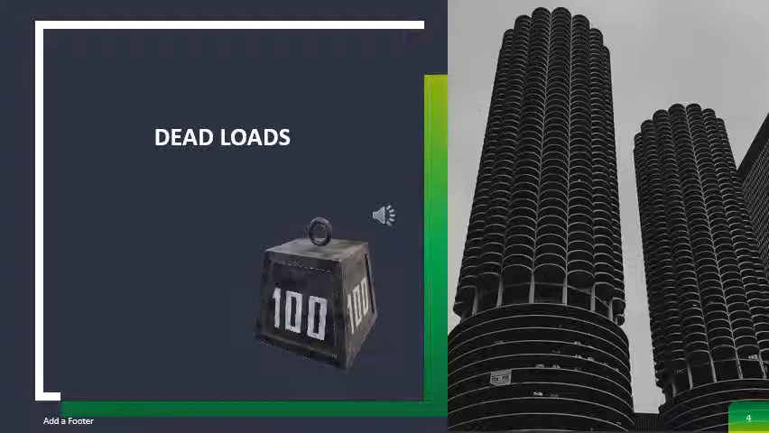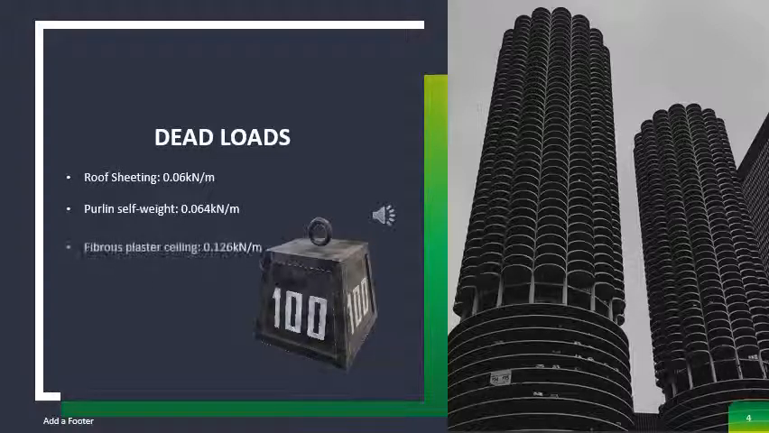Dead loads are forces that are permanent burdens on the structure. The loads that were considered for the first half of the assignment were the roof sheeting, the purlins' self-weight, the fibrous plaster ceiling, the insulation, and the services.